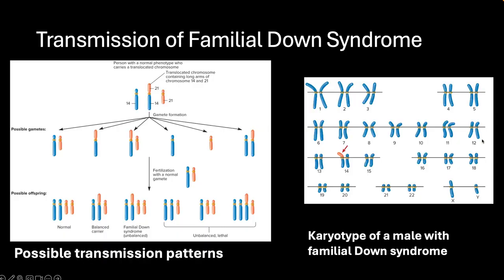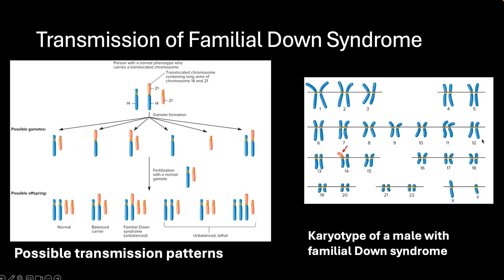The schematic for familial Down syndrome is shown here, and you can see that half of the possible gametes a carrier of this translocation produces are lethal. Two would result in normal phenotypes, and one would result in a Down syndrome phenotype.